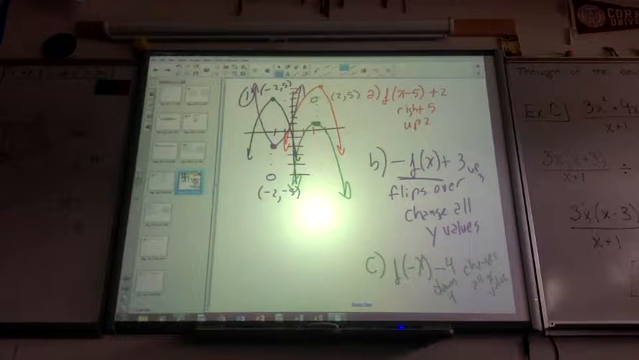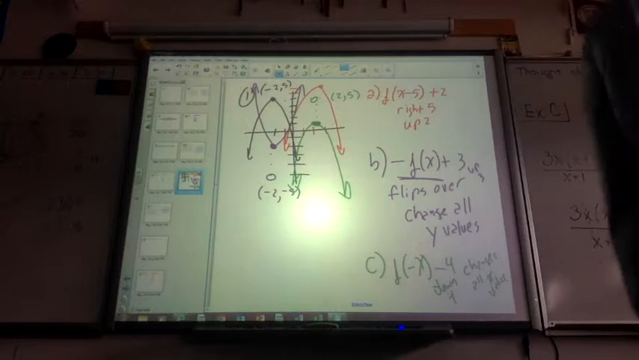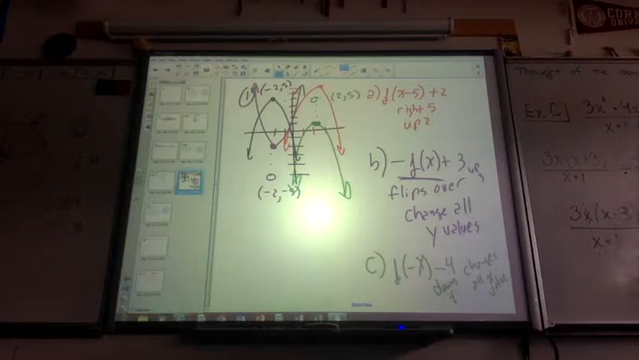Okay? Then problem number 2. So that's an exponential decay. How do you know it's decay? Because as you go to the right, our graph comes to the asymptote.